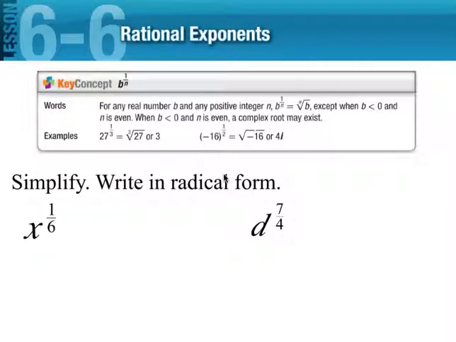Exponents. This isn't going to take us very long to go through, so you're going to want to just pay attention, and like I said, it will go fairly quick. So first of all, we're going to talk about what b to the 1 over n power means.